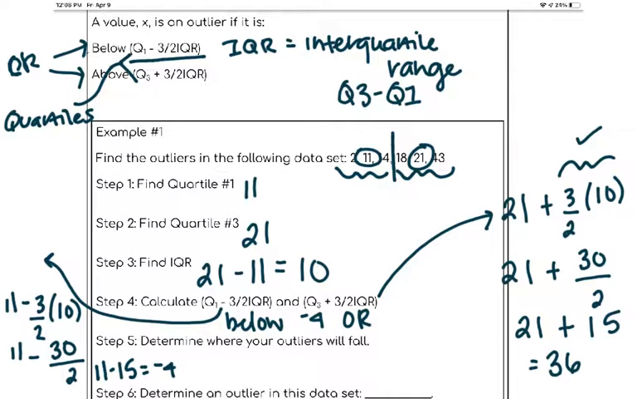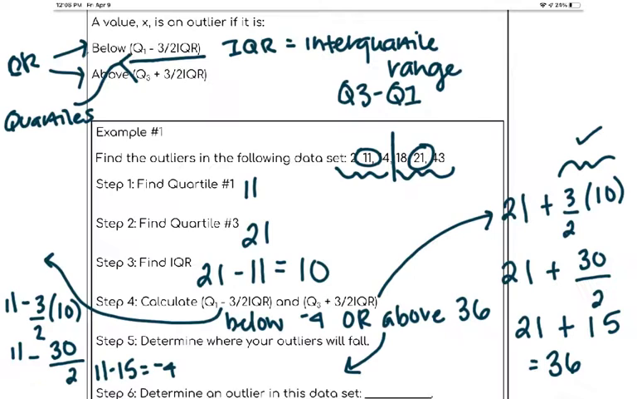Okay? So our outlier can either be below -4 or above 36. Okay? So then that is where your outliers will fall. So that answers that next question.